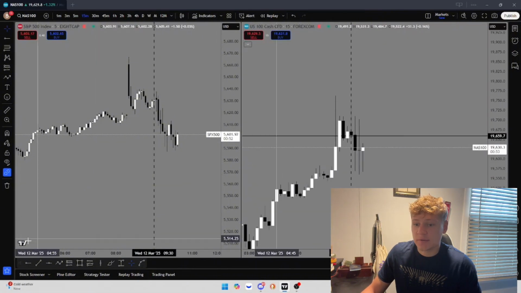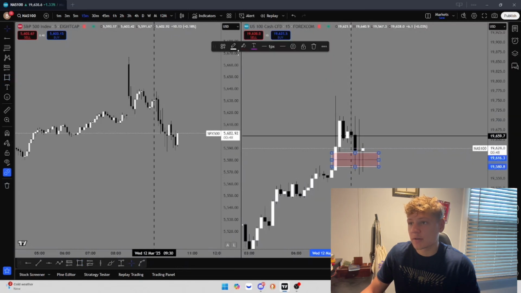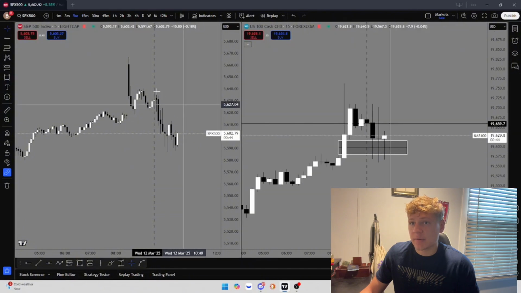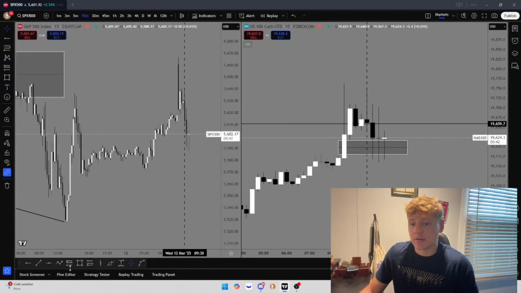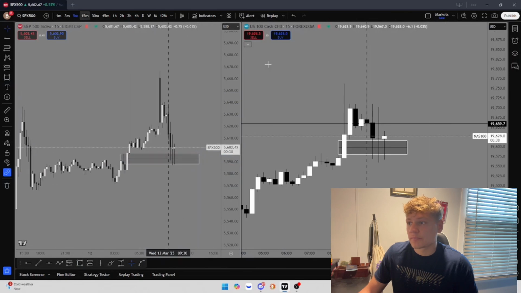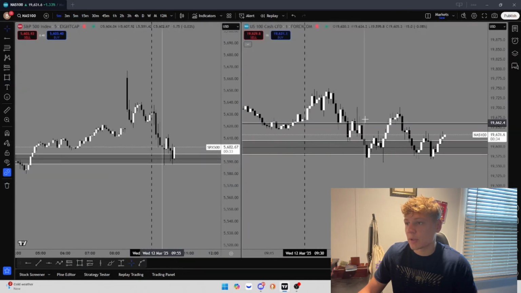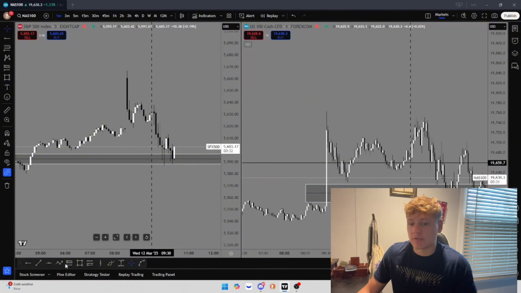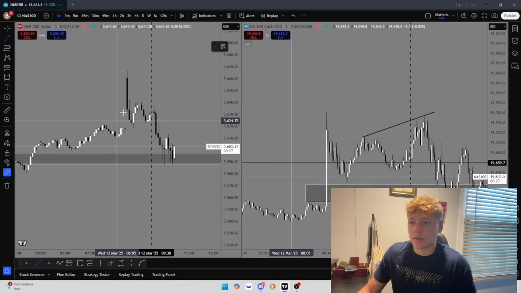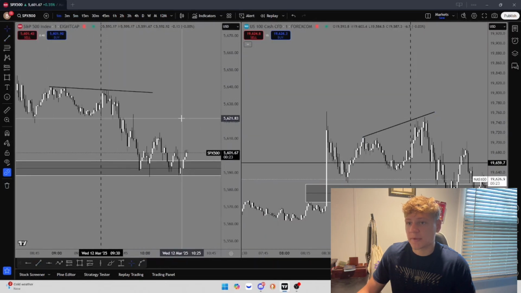Dropping down to the 15-minute, we have this 15-minute fair value gap here. Same thing on the S&P, 15-minute fair value gap. And then the market opens at 9:30. Up, down to the 1 minute. We have a bearish SMT off of these highs right here and right here. So I'm expecting price to go lower.